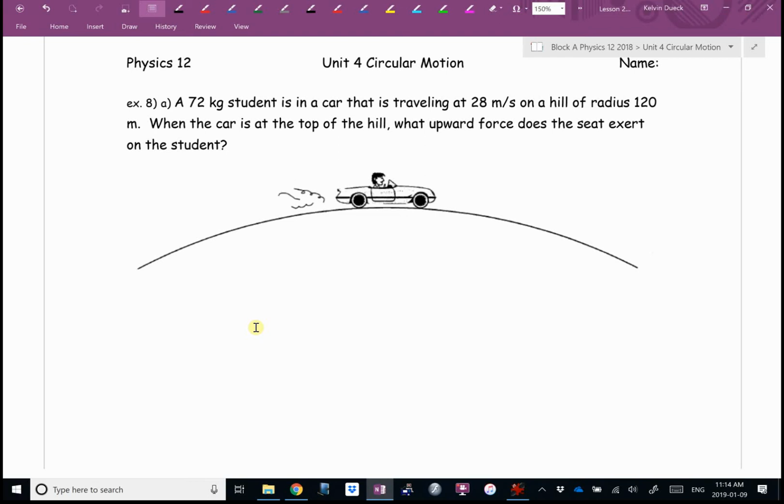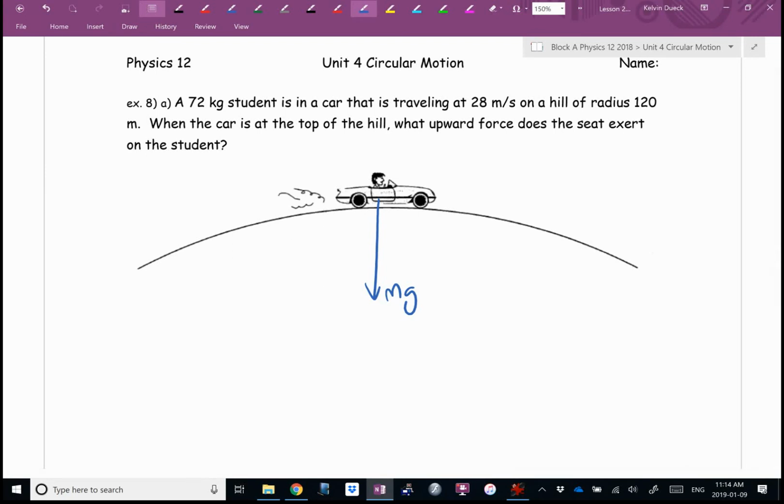Any thoughts on how I might want to solve this? A free body diagram, you say. What are the forces acting on the student? Get the obvious one: gravity. Which way? What else? Am I going to draw a normal force bigger, smaller, or the same size as mg? Why must it be smaller?